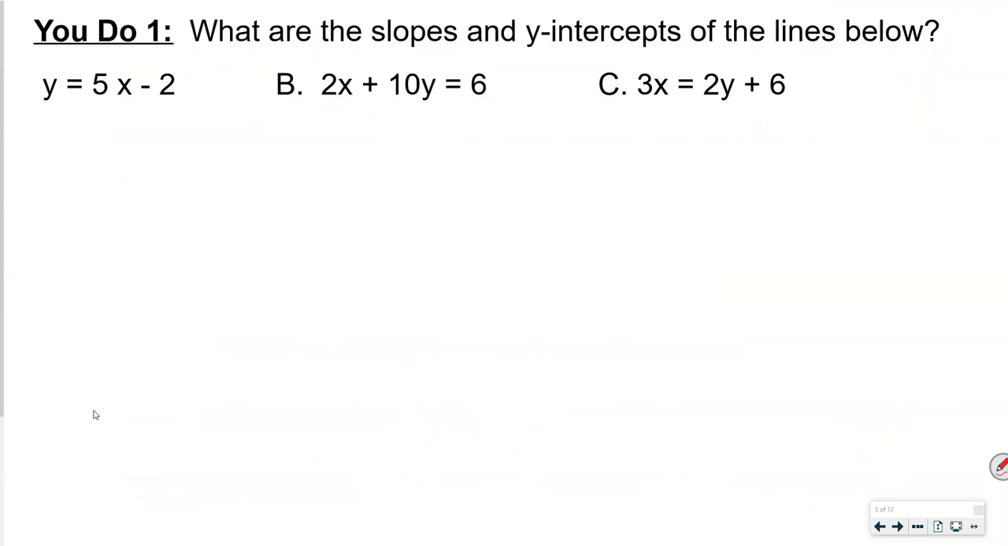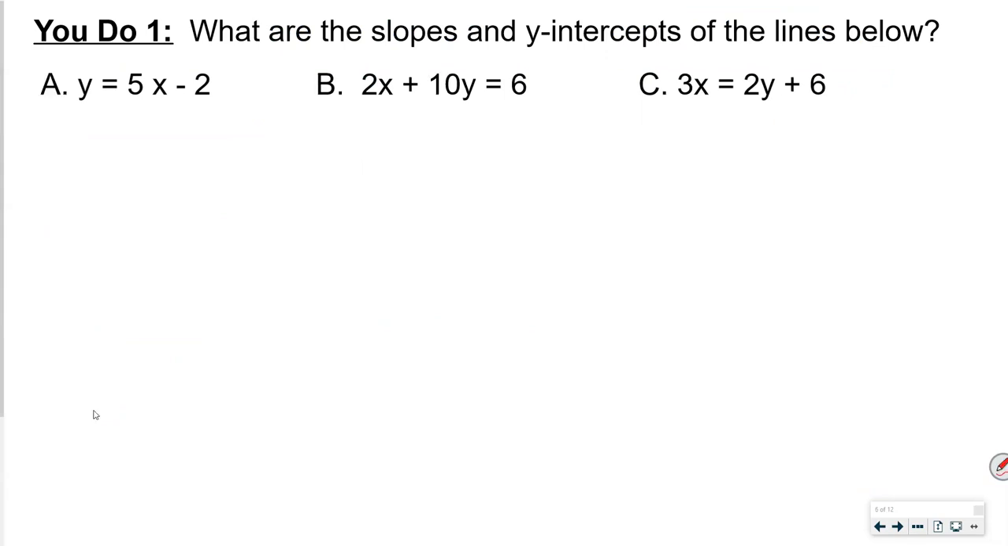Got 3 problems to do. Go ahead and do this and come back to me when you're done. It's pretty easy again because this is our m and this is our b. So m, which is our slope, is equal to 5, and b is equal to negative 2.